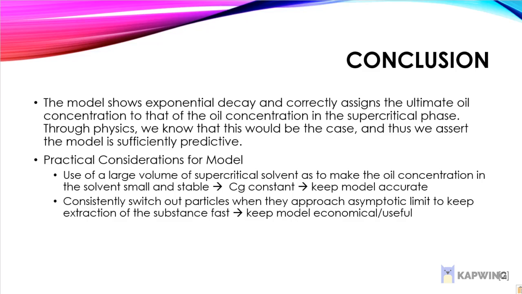And so some practical considerations for this model is to use a large volume of supercritical solvent so as to make sure that the concentration in the gaseous solvent is relatively stable, such that it is constant, and this will keep the model accurate. And to make best practical use of the model, we should switch out the particles when they begin to approach the asymptotic limit, to basically keep our operations around the most dramatic decrease in the oil concentration given by the exponential model.